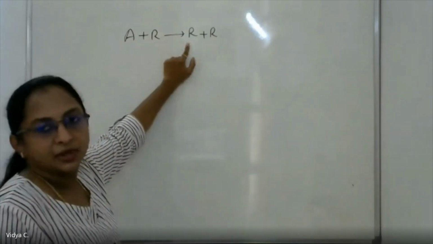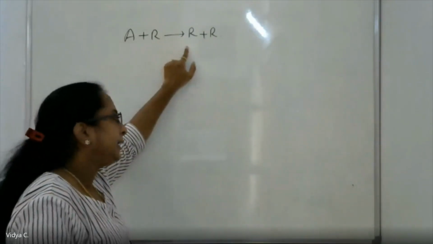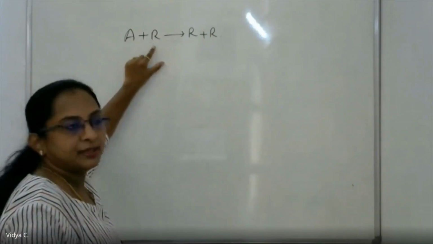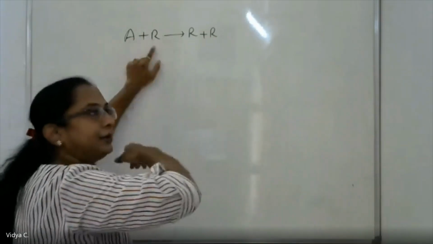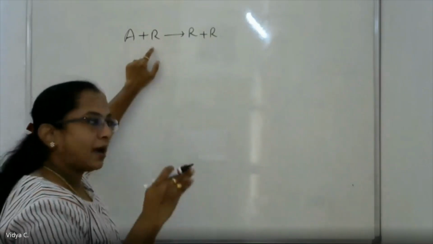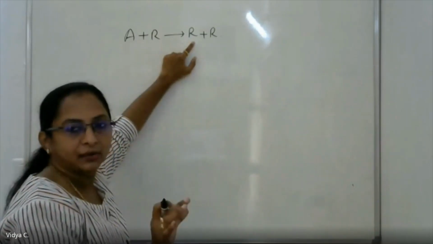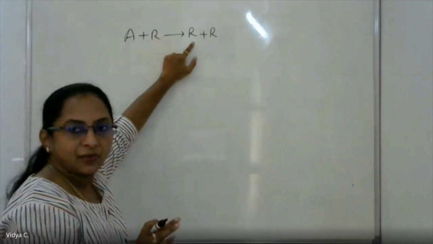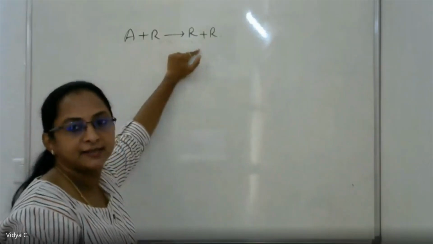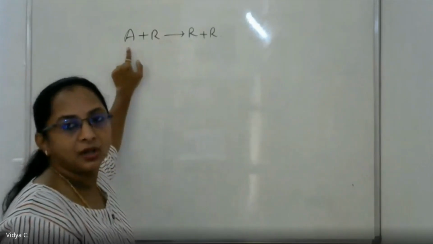Here, if I'm conducting this in a batch reactor, initially the concentration of A is very high and the conversion will be slow, because this requires R to proceed faster, but I don't have R initially. After a certain period of time, R is formed in the batch reactor. Once there is R in the batch reactor, the reaction starts to proceed faster, and it proceeds till all the A is exhausted.